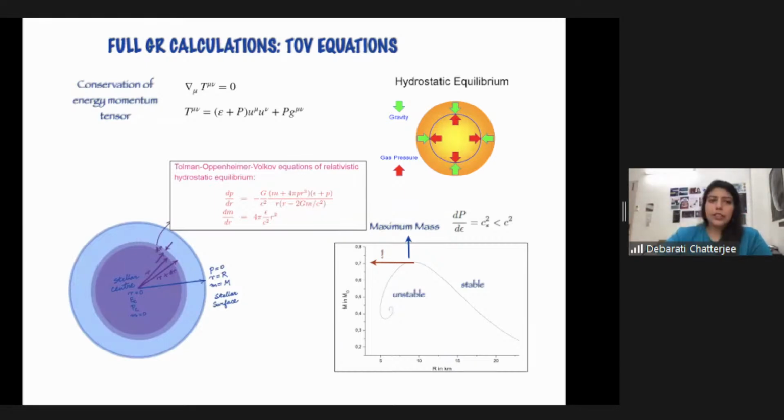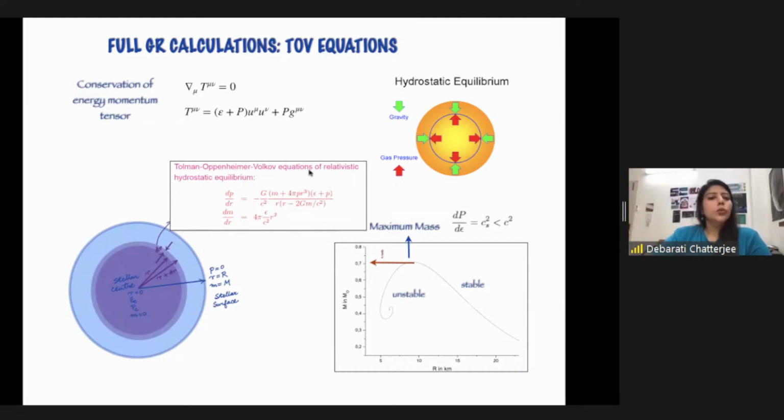Basically this is done by solving the conservation of the energy momentum tensor equation. The energy momentum tensor T mu nu is written in this way, where E is the energy density, P is the pressure, and U is the four-velocity vector. You must have encountered this equation, the fluid energy momentum tensor, in the lectures of Professor Sukanta Bose. The conservation of the energy momentum tensor equation looks like this, and you can solve it to determine the hydrostatic equilibrium condition.